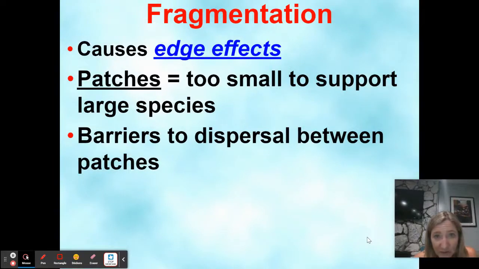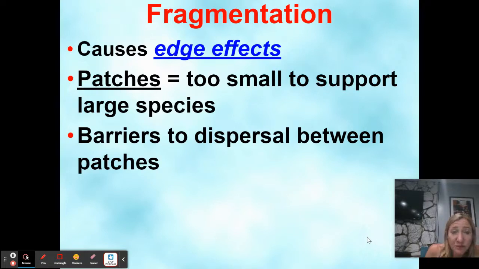Remember, we talked about fragmentation and those edge effects, that when you reduce the center part of the land, whatever type of ecosystem it is, you have more edge and less middle part. Sometimes those patches become too small to support some of those larger species. You have to have a certain amount of range for, let's say, an elephant or whatever, and so it can cause them to be threatened or worse.